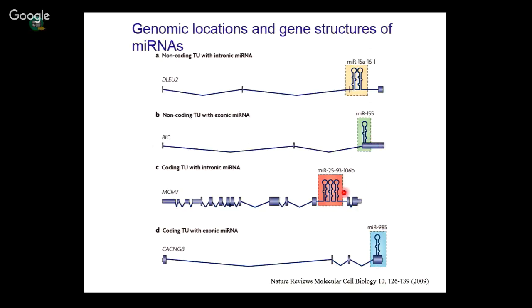It also can localize at the intron of a protein-coding transcription unit, like the MCM7 gene. One of its introns contains the cluster of miR-25, 93, and 106b microRNAs. And some microRNAs can also be found in the coding region of a transcription unit. So those are the genomic locations and the gene structure of microRNA.